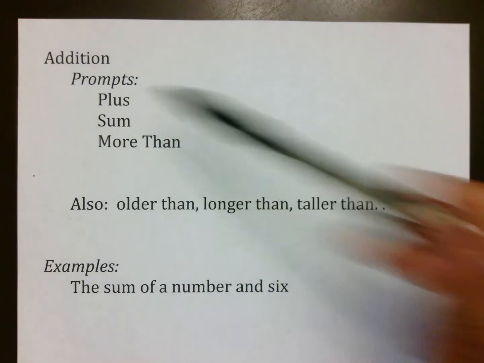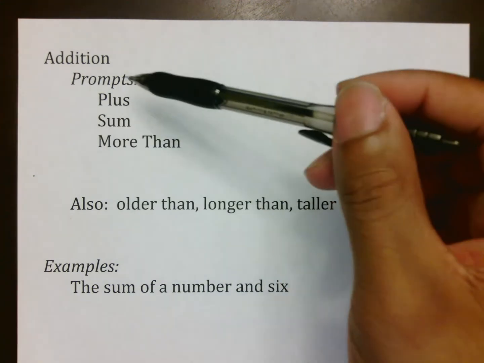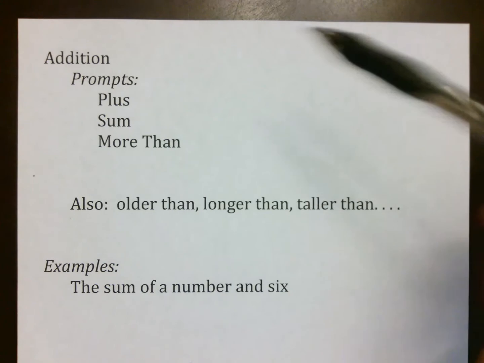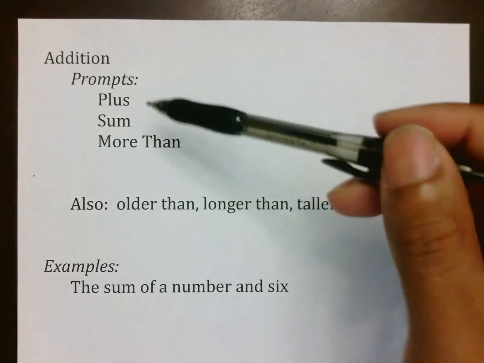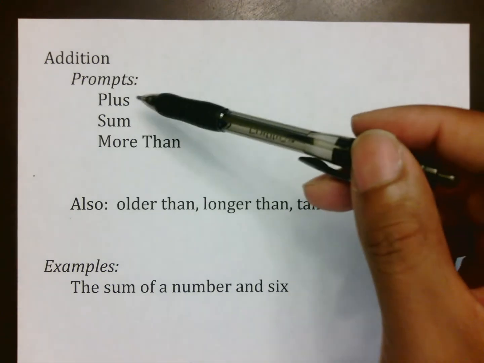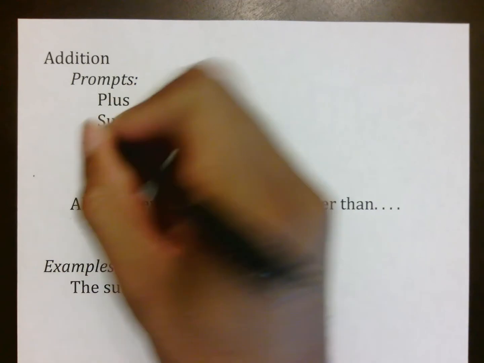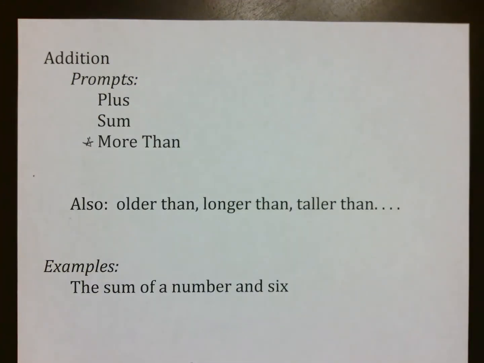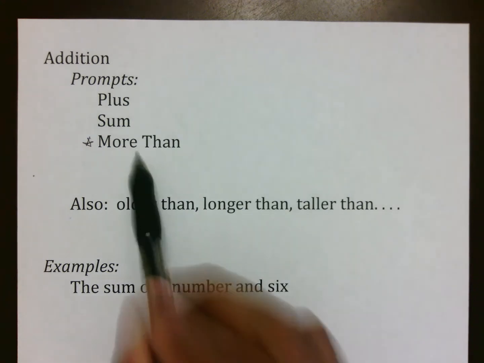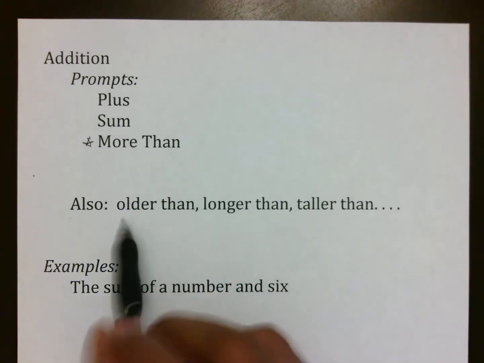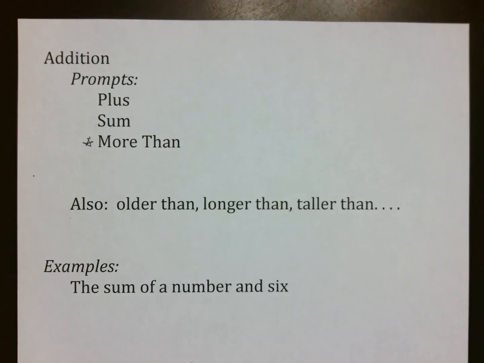First prompt is addition. Again, here is an italicized part, so again I believe this is part of your notes here. The prompt words you're going to know for addition are plus, sum, and more than. I would put an asterisk by that one because that's important. Other words that you could use are older than, longer than, taller than. Those are all going to be more than, something like that. So again, all these are similar to more than, but again, those are your prompts for addition.